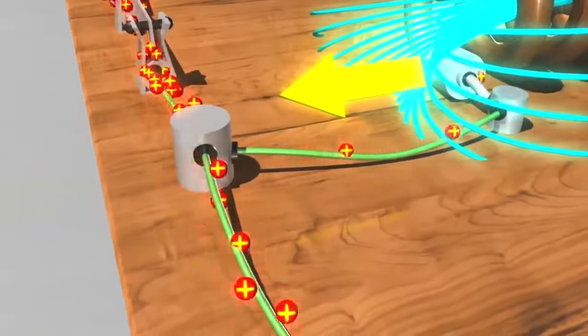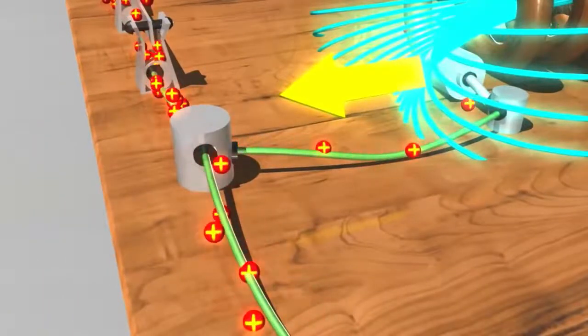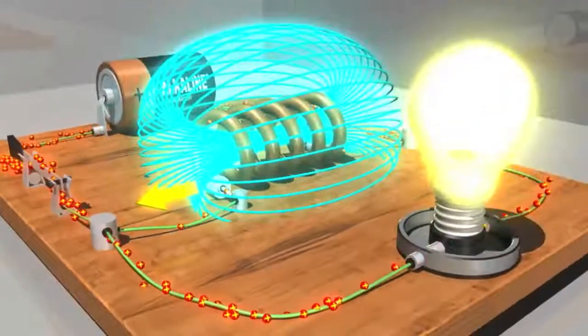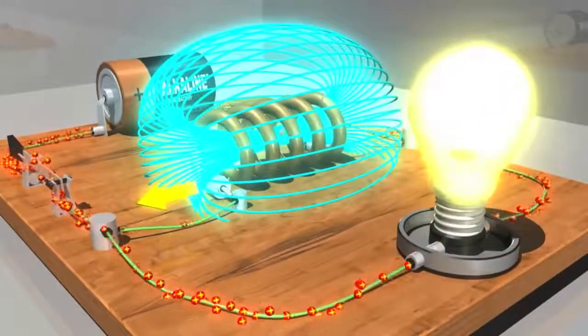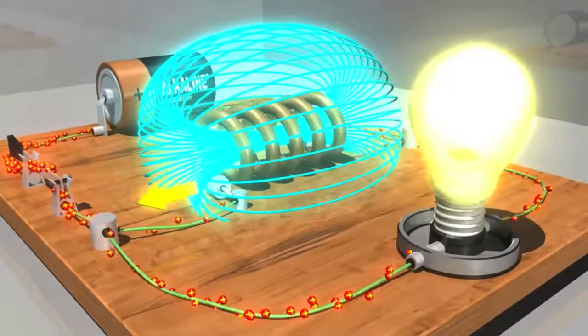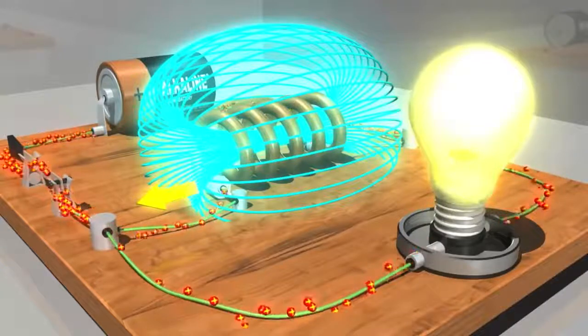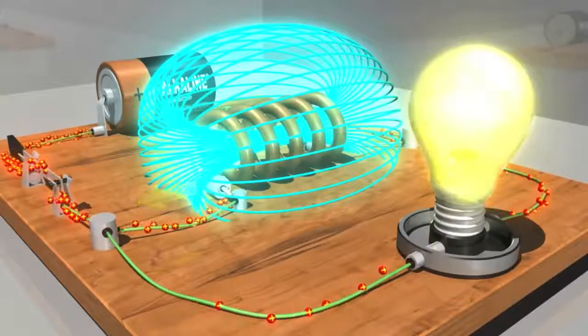So in this instance, the back EMF is opposing the change created by turning on the circuit. It opposes the current. The result, as you can see, is that the back EMF effectively diverts the current away from the inductor and toward the light bulb. This causes the bulb to light up, but only briefly.